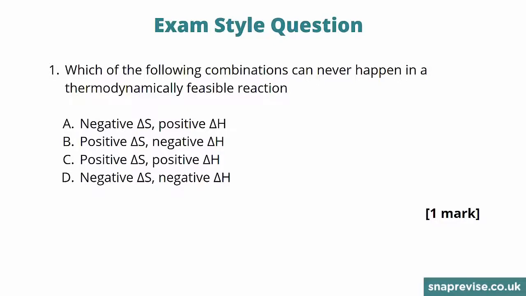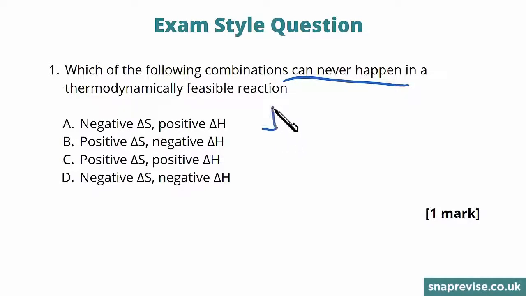Hi guys, in the last parts of these videos, we learnt about the Gibbs free energy change during a reaction. So now let's tackle an exam style question. Which of the following combinations can never happen in a thermodynamically feasible reaction? And then we're given combinations of having positive or negative entropies and positive and negative enthalpies.